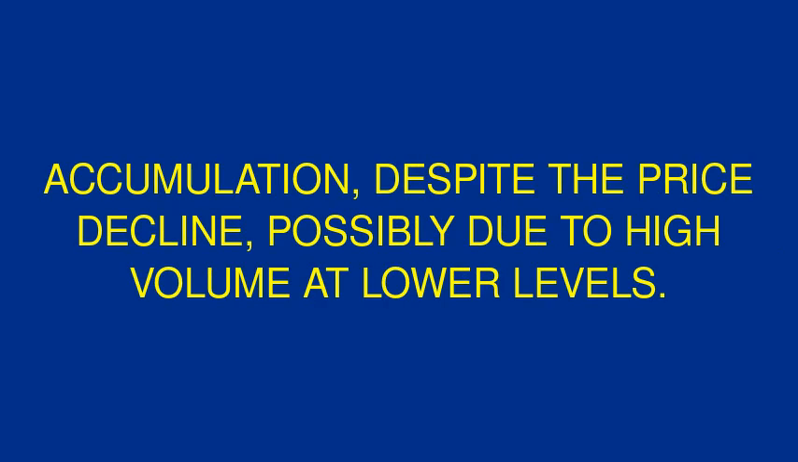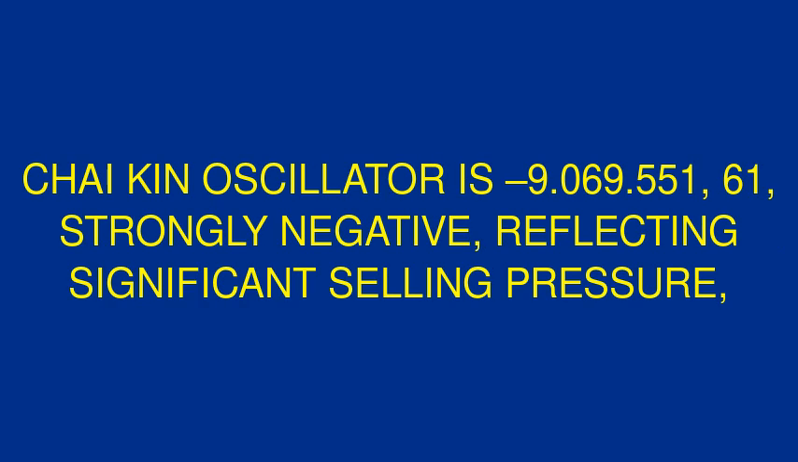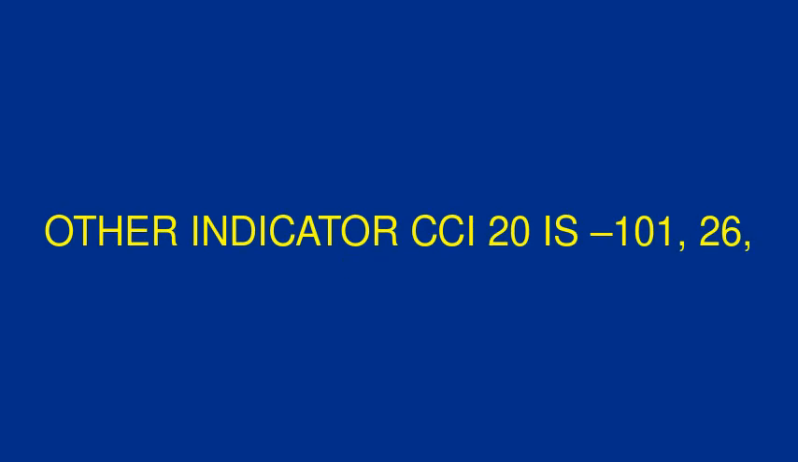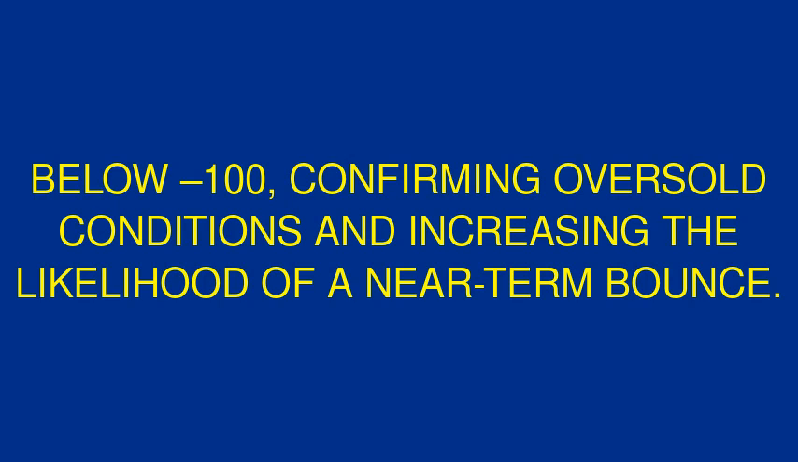OBV is 44,389,758, indicating accumulation despite the price decline, possibly due to high volume at lower levels. Chaikin oscillator is -9,069,551.61, strongly negative, reflecting significant selling pressure, consistent with the recent price drop. Other indicators: CCI 20 is -101.26, below -100, confirming oversold conditions and increasing the likelihood of a near-term bounce.